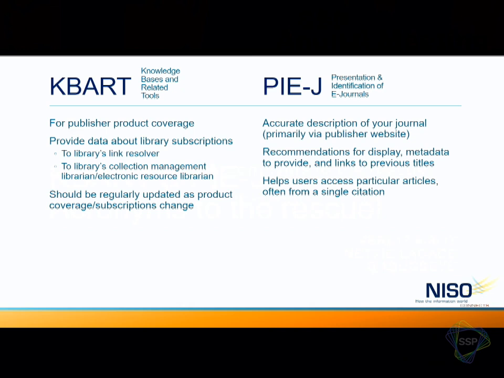PIE-J, on the other hand, stands for Presentation and Identification of E-Journals, and it's also related to e-journals, but in a slightly different way. It's generally more public-facing. It provides recommendations on how a publisher should present the company's journals on its web pages, what kinds of metadata should be included there to help users navigate around the website and access the titles that they're trying to find, perhaps from a citation that might have been printed years before. So these are the two ends: KBART more on the back end, PIE-J more on the front end.